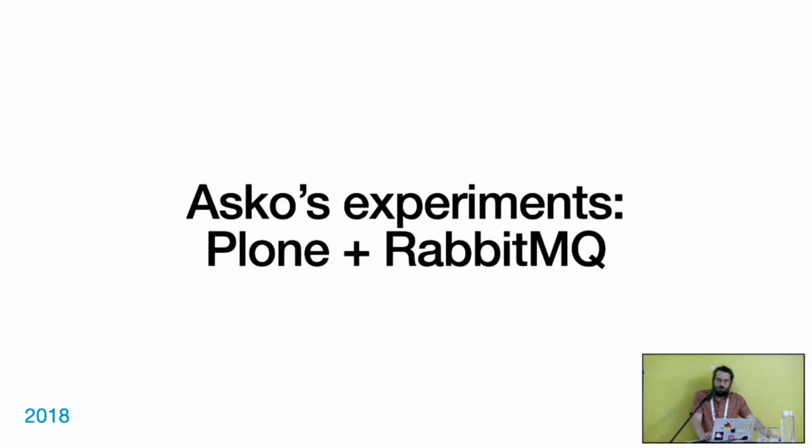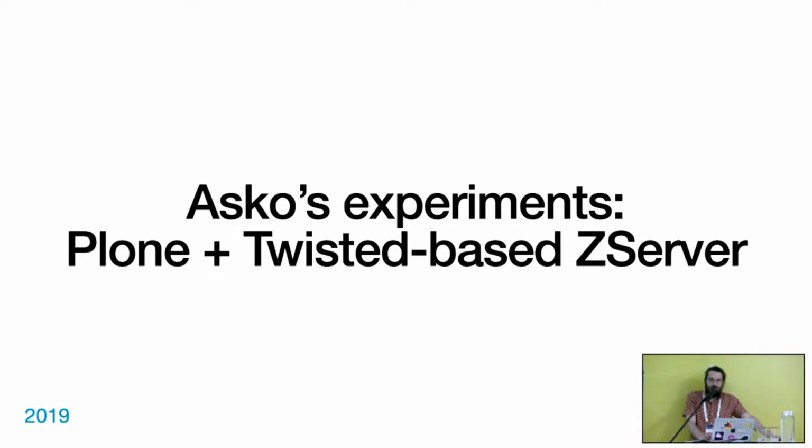And then I mentioned Asko Suka. In 2018 and 2019, he was doing some experiments. He posted about using Plone with a RabbitMQ server that was handling some WebSockets. And then he sort of built his own Frankenstein ZServer that was working with Twisted and handling WebSockets that way.